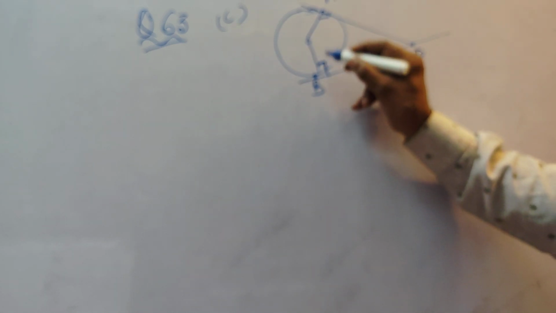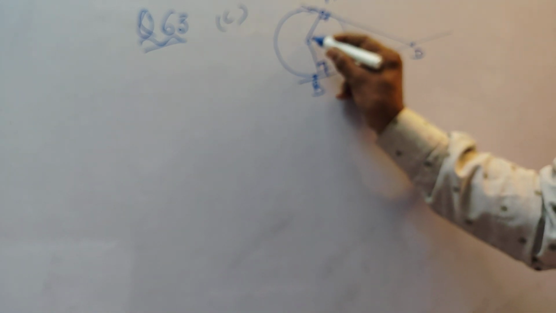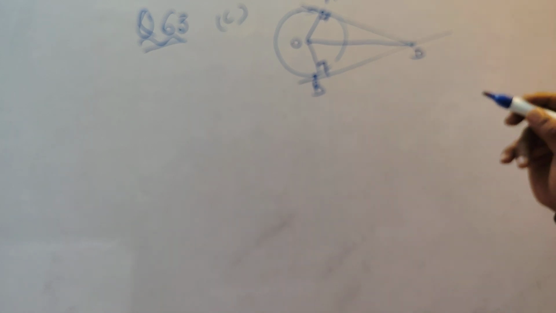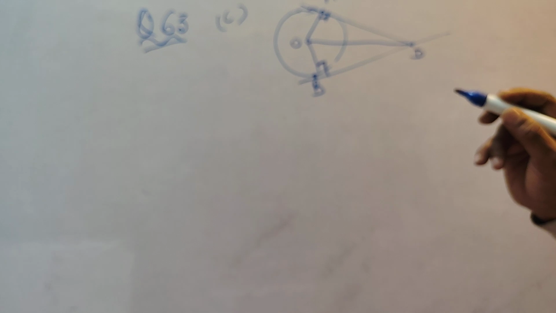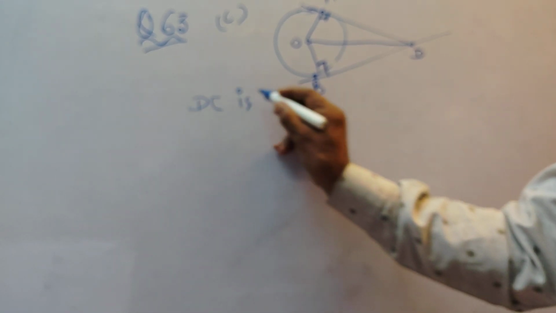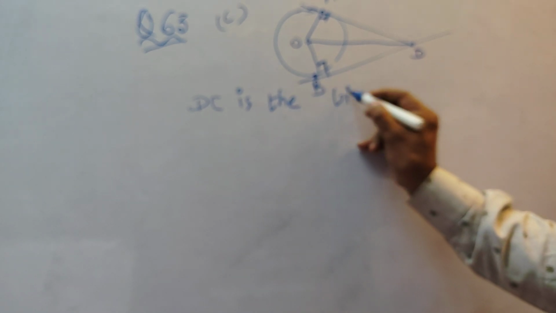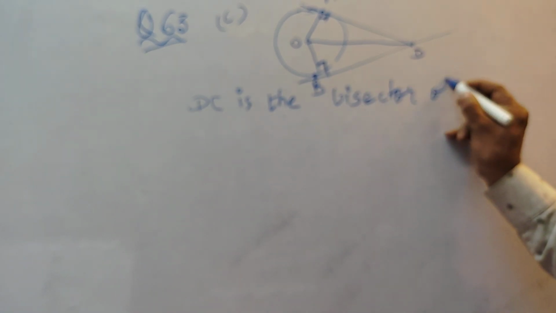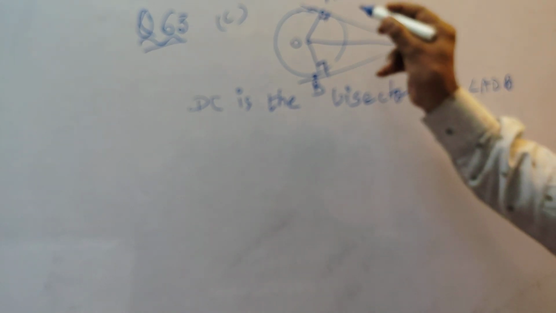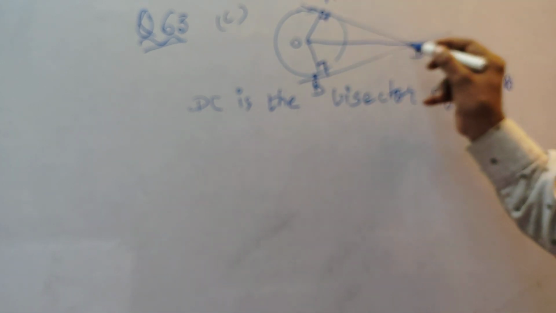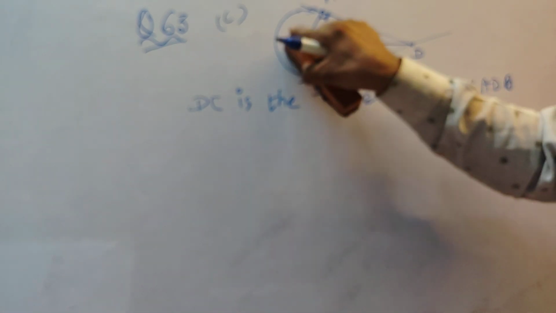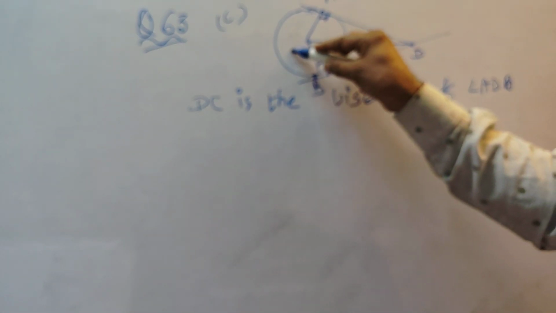So this is the 90 degrees, and O is the center, and OD is another line segment. CA is given, and here we have to find out whether DC is the bisector. DC is the bisector of angle ADB. Where is the angle ADB? This one is the angle ADB, and this is DC. Yes, it is not O, it is C. So DC is the bisector.